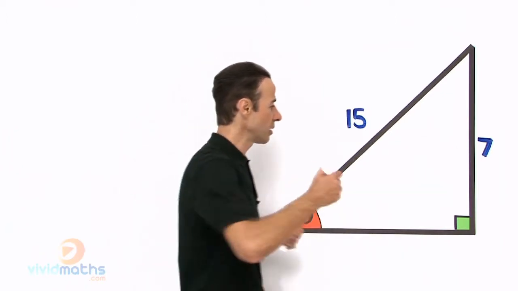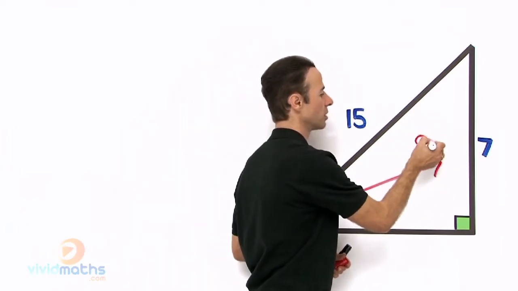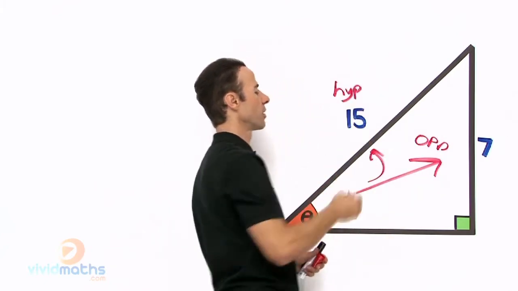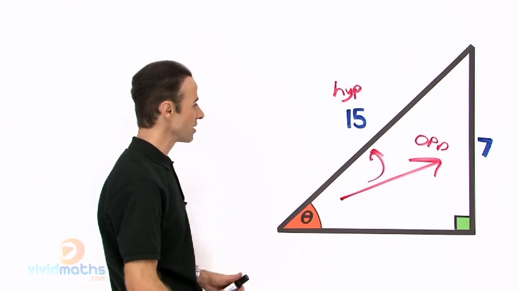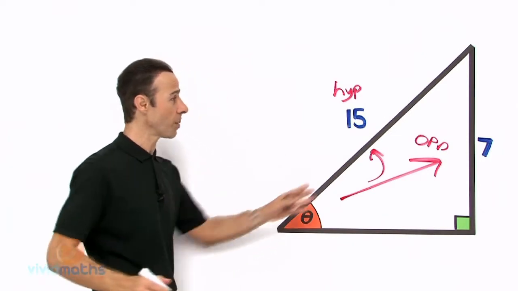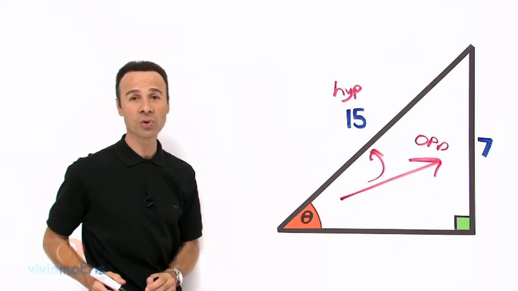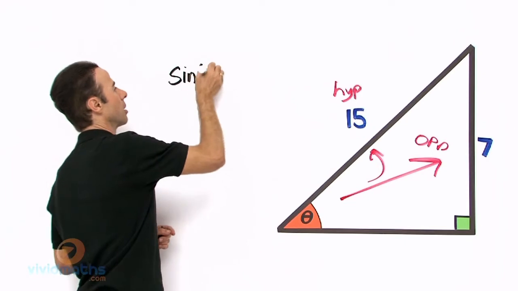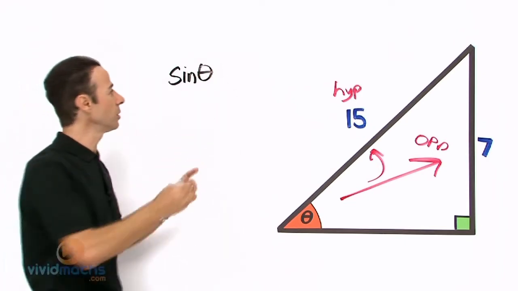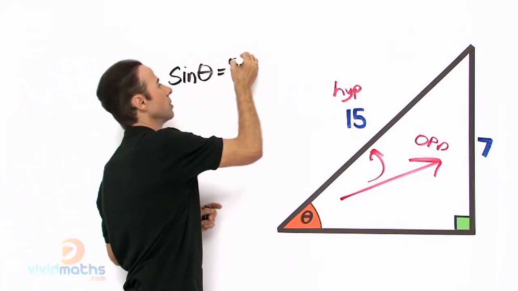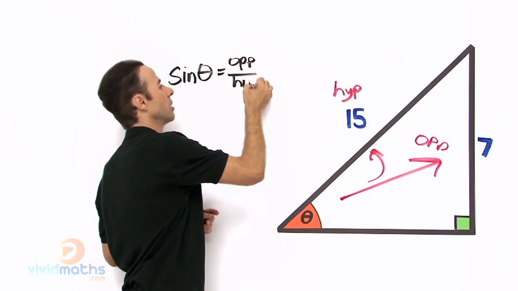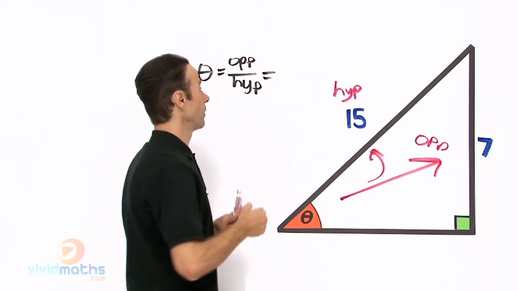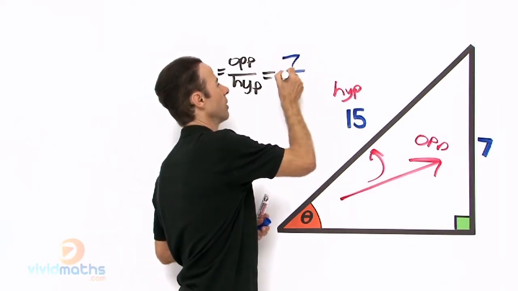Let me just write that in there. So straight across we have opposite. And then we have the hypotenuse. There's the hypotenuse happening. Okay, so let's write down the trig ratio. It's going to be opposite over hypotenuse, which is, of course, sine theta. Let's write that down. Sine theta, which is the pronumeral we're looking for, equals opposite over hypotenuse, which equals, what have we got? We've got 7 over 15.